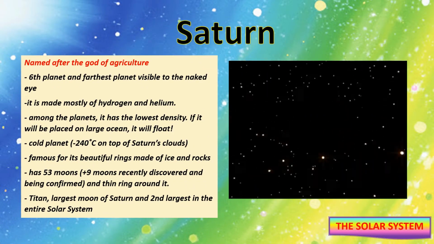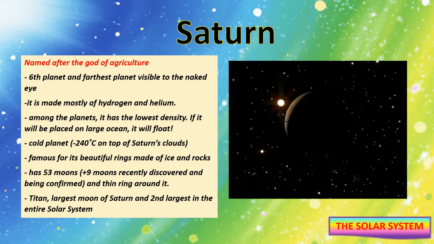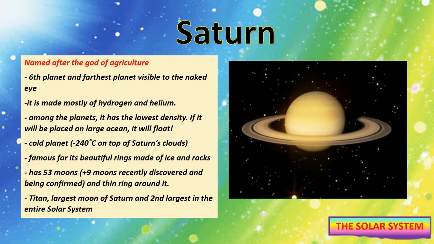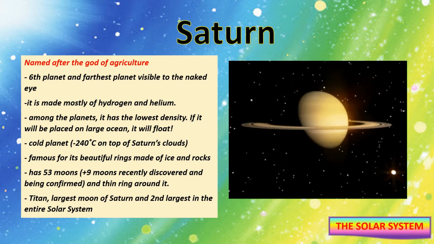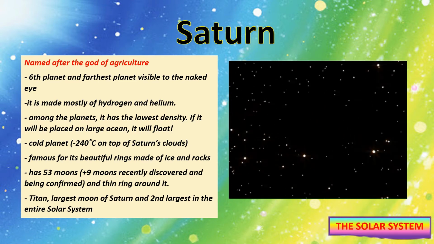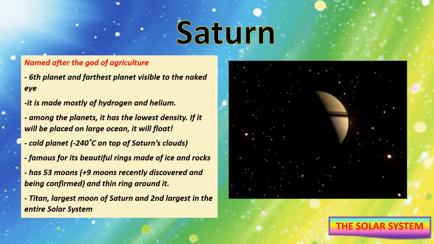Next is Saturn. It is named after the god of agriculture. It is the 6th planet and the farthest planet visible to the naked eye. It is made mostly of hydrogen and helium. Among the planets, it has the lowest density. If it were placed on a large ocean, it would float.